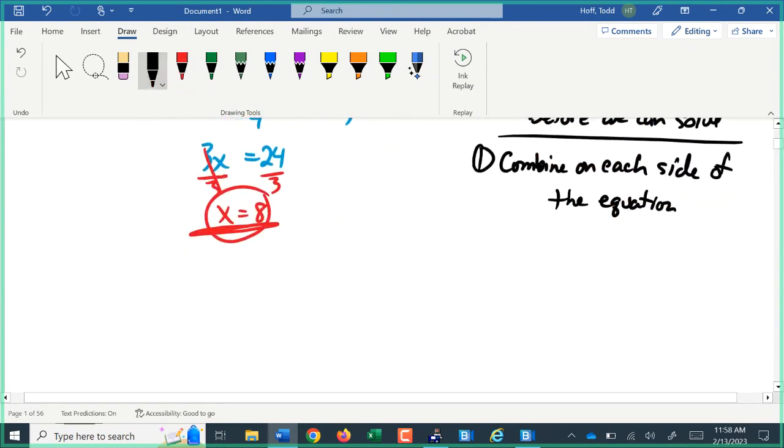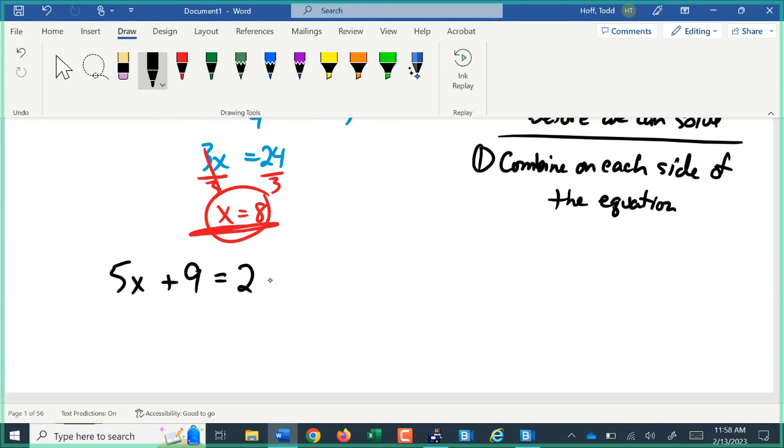Well, what looks very similar to that but slightly different would be this one. 5x plus 9 equals 2x plus 17. Oops, not 17. I want to do 2x plus 20. Try that again. There we go. 2x plus 21. Makes that work out a lot better.